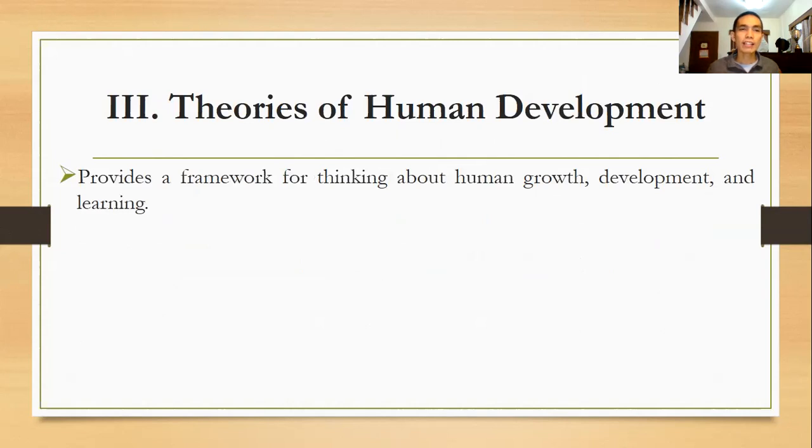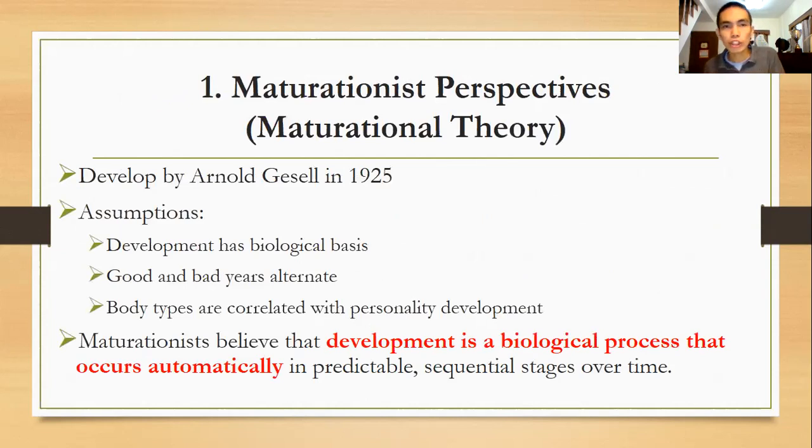All right. And the third part of this lesson is the theories of human development. There are 13 theories that we are going to study today, and we will study them one by one. Okay, the first one is maturationist perspectives, or maturational theory. This was developed by Arnold Gesell in 1925. There are three assumptions in this theory.